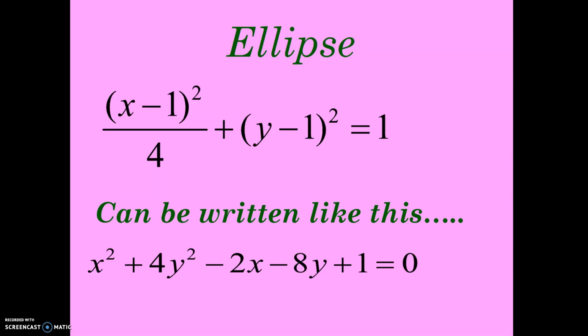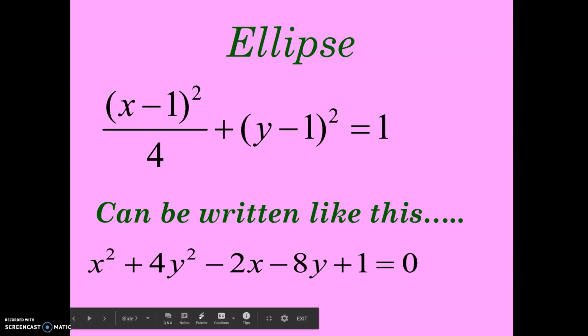Okay, ellipse. You have both an x squared and a y squared term, separated by addition. If you were to FOIL this out, and then get rid of this denominator by multiplying everything by 4 and moving the 1 over, you would end up with this equation right here.